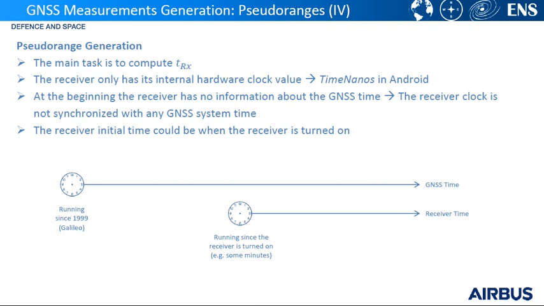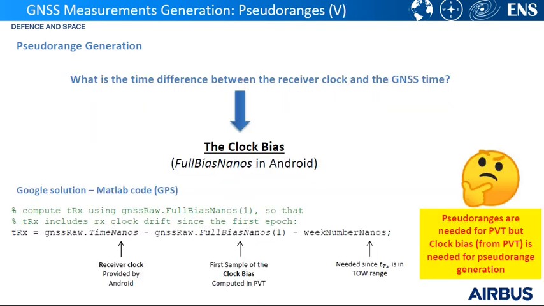For example, Galileo system time is running since 1999 and the receiver time is running since the receiver is turned on. What is the time difference between the receiver clock and the GNSS time? It is the clock bias, full bias nanos in Android.